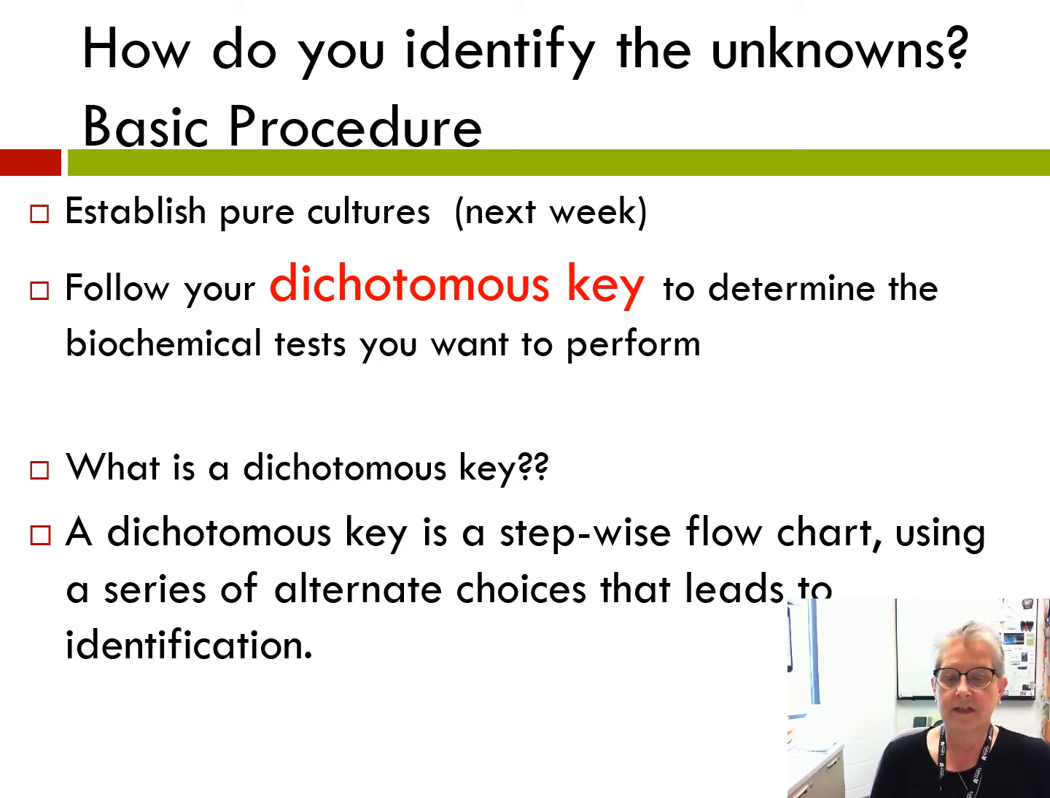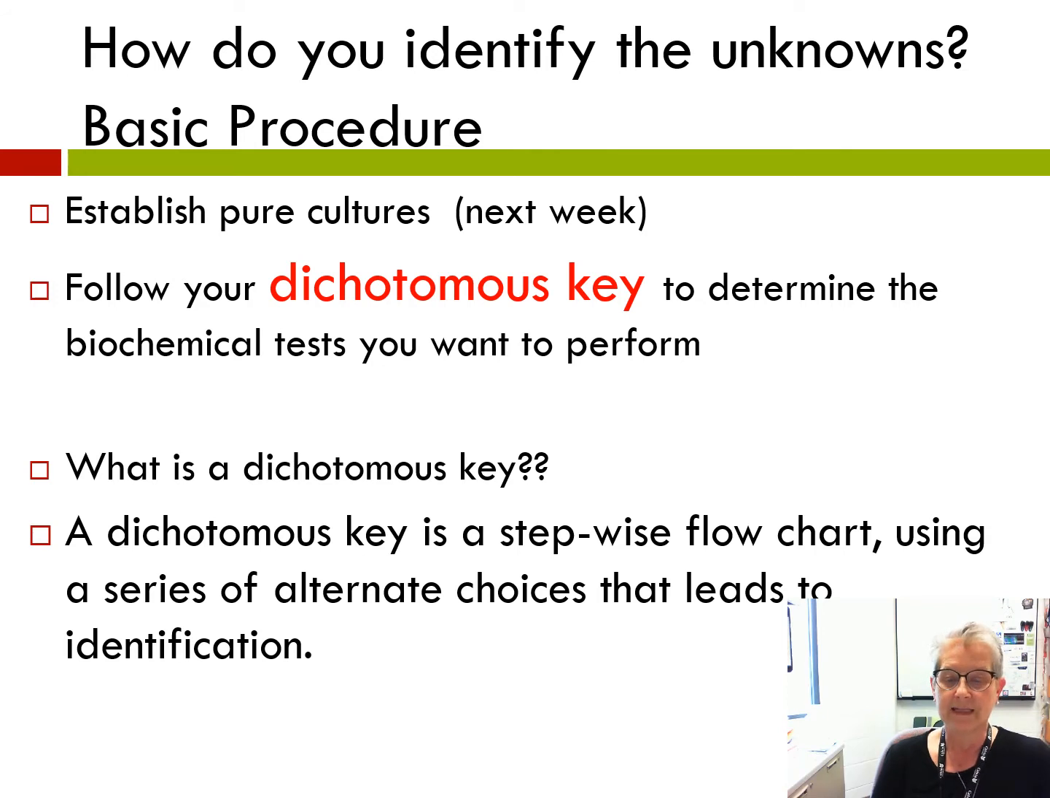Well, first you'll need to establish pure cultures. You practice this in the Labster bacterial isolation simulation. Of course, you won't be able to actually establish pure cultures. Rather, I will assign you 2 unknowns, 1 gram positive and 1 gram negative, along with a photo of the gram stain. And from that photo, you'll be able to see shape and arrangement. But we'll focus more on those project details next week.